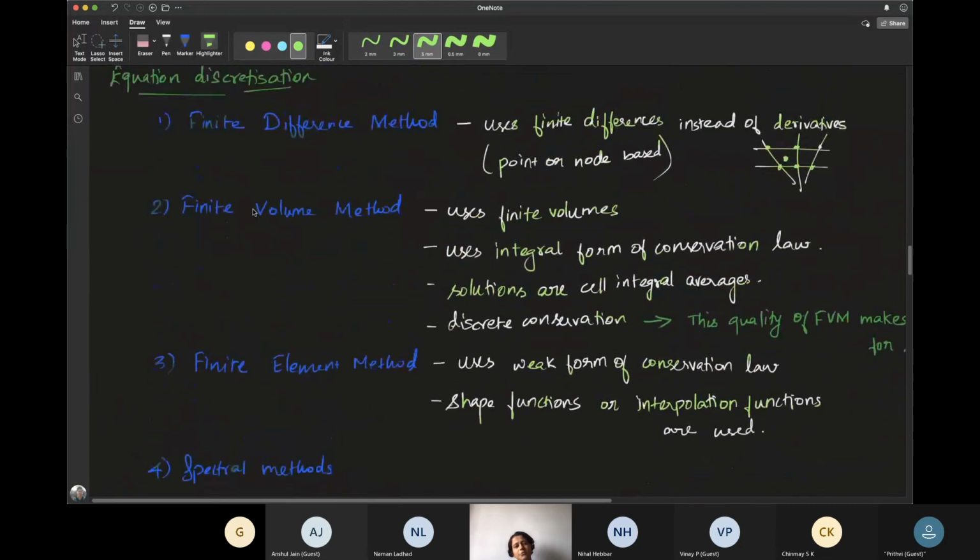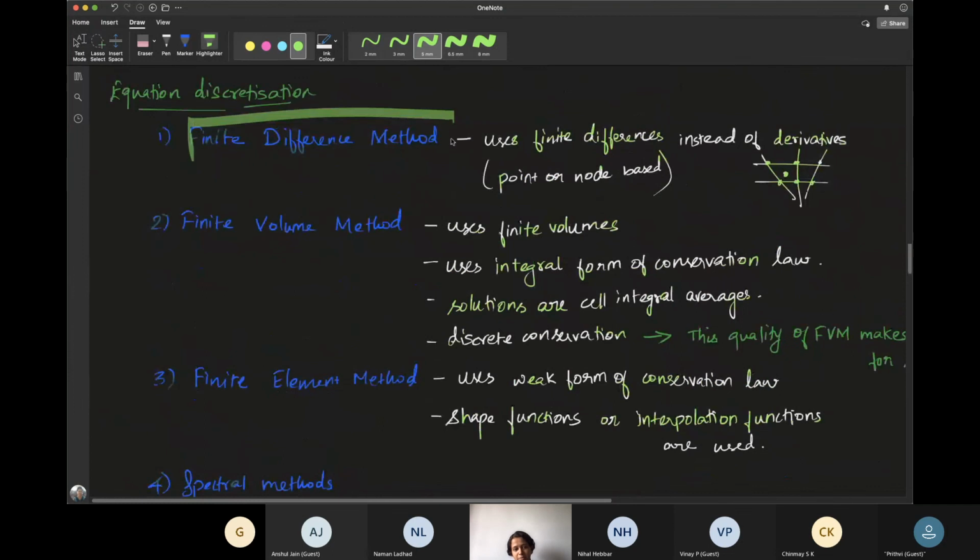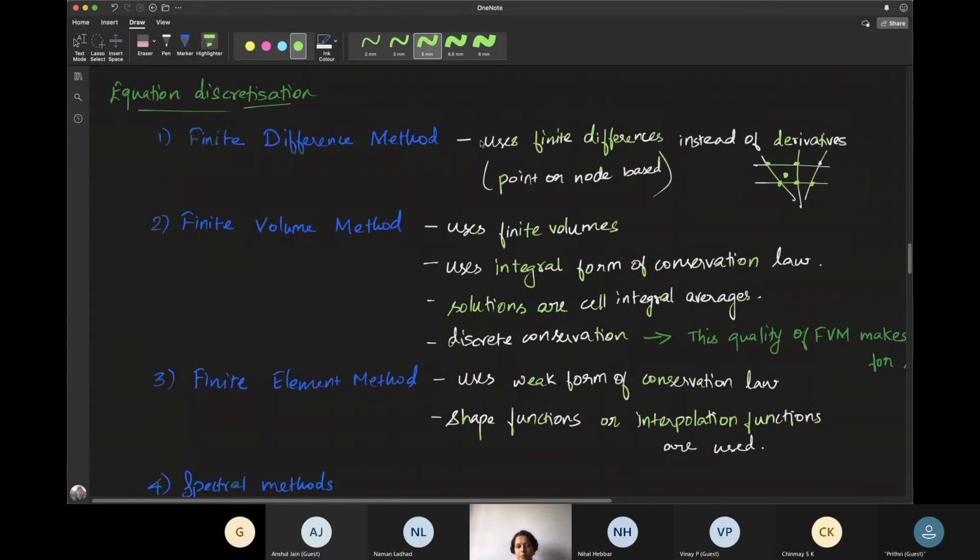So now first let us see the finite difference method, the basics of the finite difference method, and then we'll move on to the finite volume method. So, have you come across the finite difference method before?